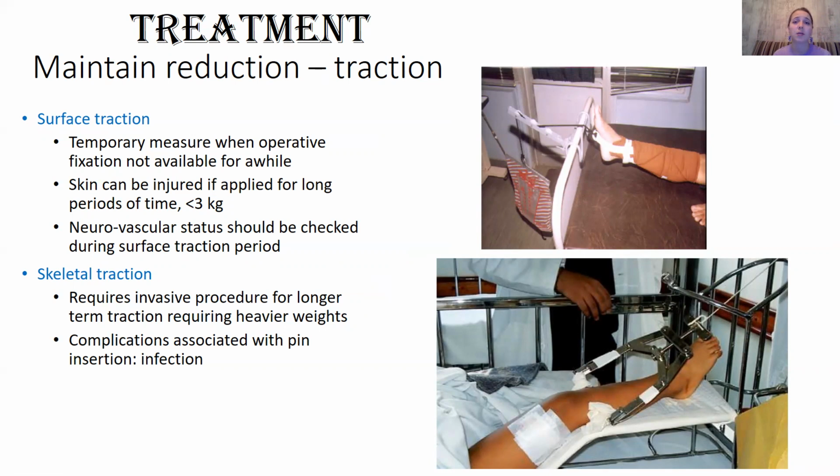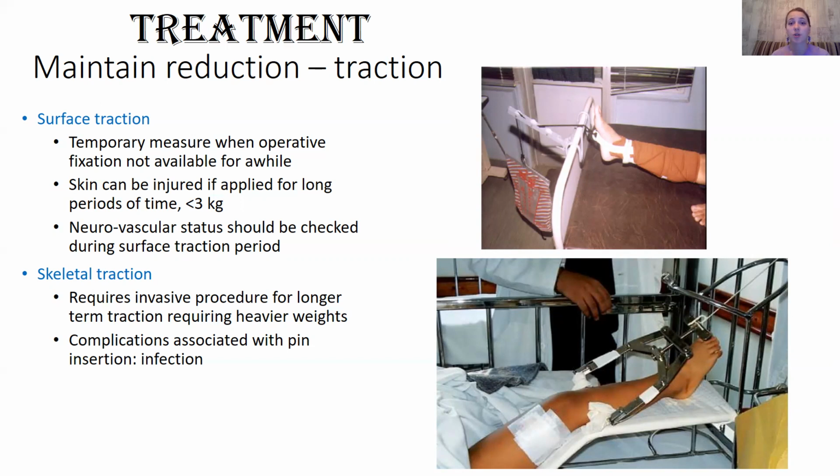Surface traction is a temporary measure when operative fixation is not available for a while. Sometimes we perform it for small children. The skin can be injured if applied for a long period, with more than 3 kilograms. So it's not for adults, it's only for children. Neurovascular status should be checked during the surface traction period.